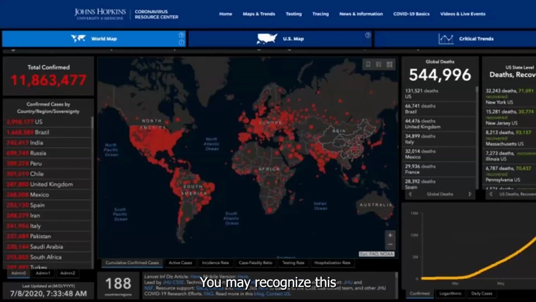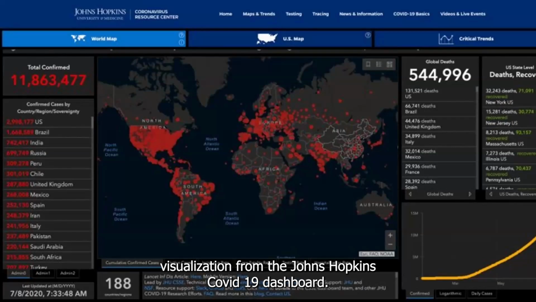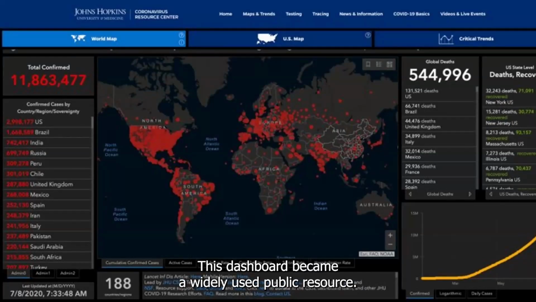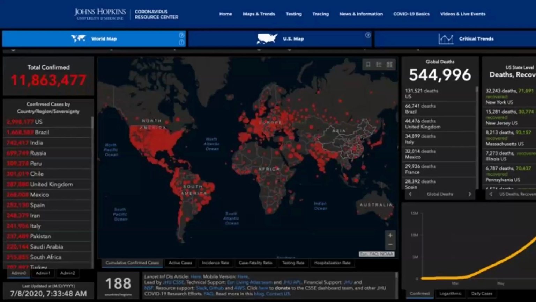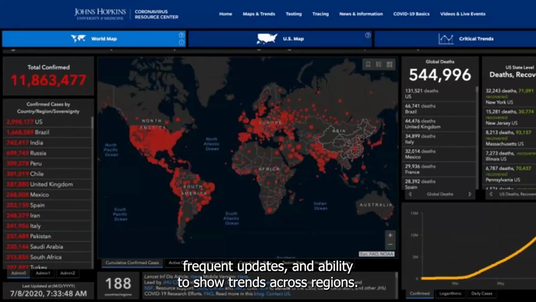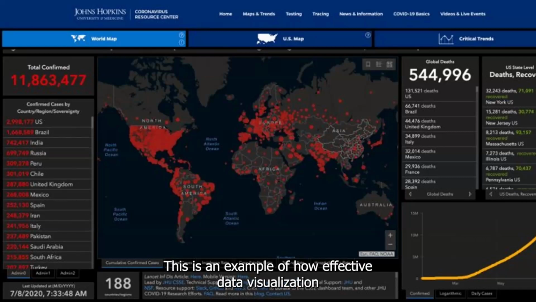You may recognize this visualization from the Johns Hopkins COVID-19 dashboard. This dashboard became a widely used public resource and was frequently referenced by news organizations and policymakers. Its strength lies in its clear layout, frequent updates, and ability to show trends across regions. This is an example of how effective data visualization can support public understanding during a health crisis.